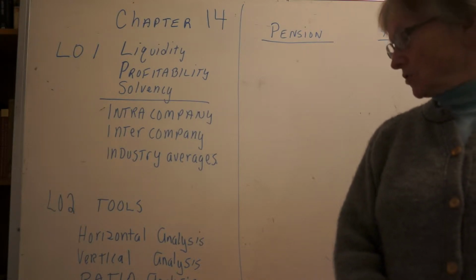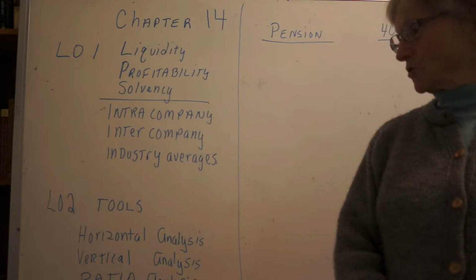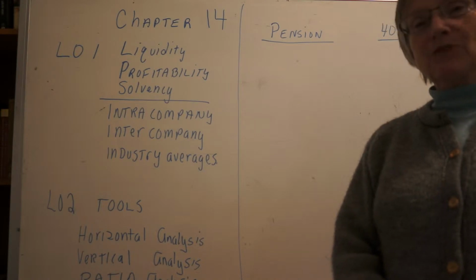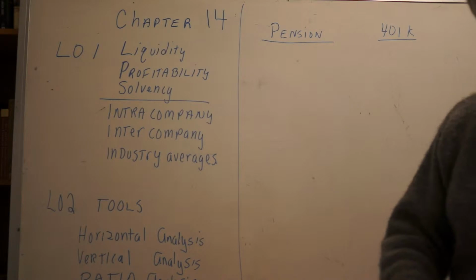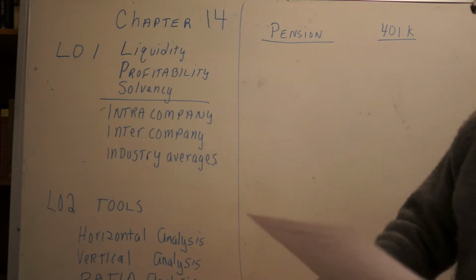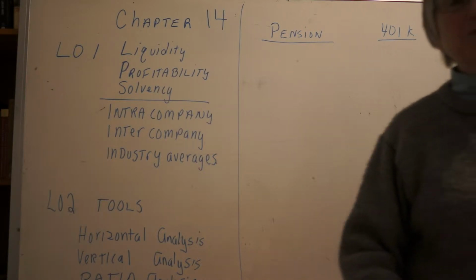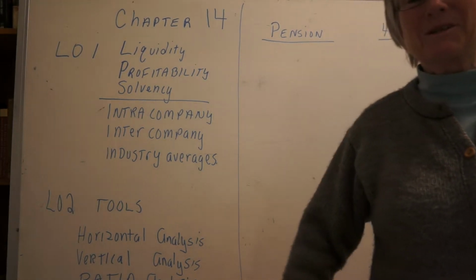Okay, learning objective 2 is just introducing the 3 tools we use: horizontal analysis, vertical, and ratio, and we'll get to those. What I really want to talk about here is why this is really important for you to learn. And it comes down to pensions versus 401k plans.